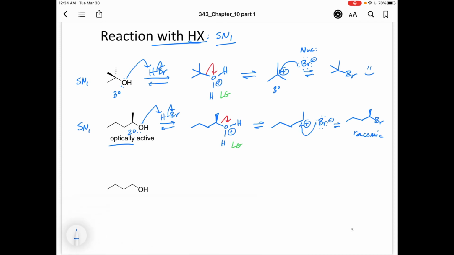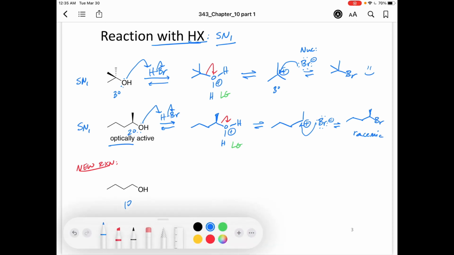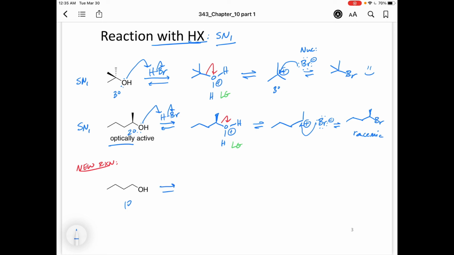All right, here is the new thing. This one is pretty much a new reaction. It looks very similar. We have a primary alcohol. This is not going to do an SN1 reaction. It's going to do something very similar though. Still substitution. We're going to take this alcohol and we're going to protonate it.